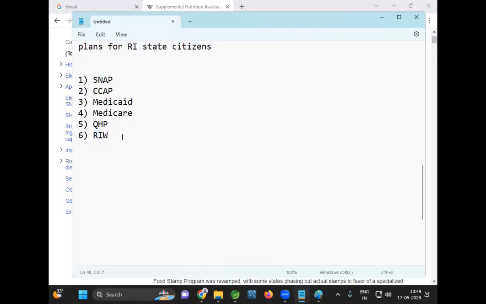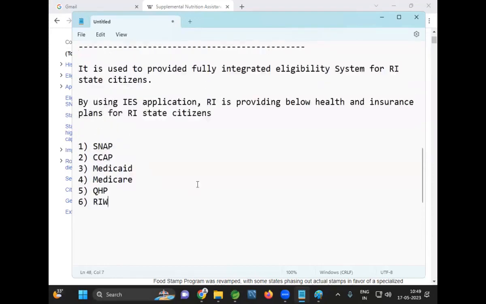Like this, in the RI state there are several programs available. In the real project we had 18 plans, but I am not going to give you all 18. I am giving you 6 plan names here. In the real project we implemented 18 plans, but here I am giving 6 out of them. What are the 6 plans? SNAP, CCAP, Medicaid, Medicare, QHP, and RIW. These are the plans provided by our government, the Rhode Island state government. Who can apply for these plans? Can everybody apply or only RI state families can apply?